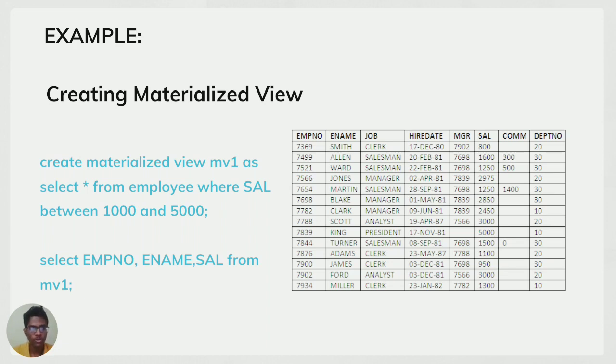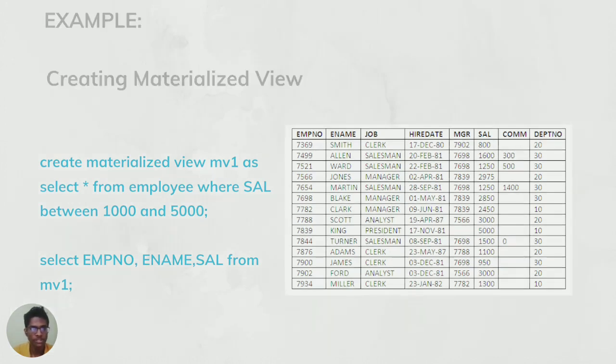And if you want to view some or all of the members in MV1, we write this statement: select employee number, employee name and employee salary from MV1. I selected only these three columns. MV1 is the materialized view. From this query result set, we will get the employee number, name and salary. This is the creation of a materialized view.